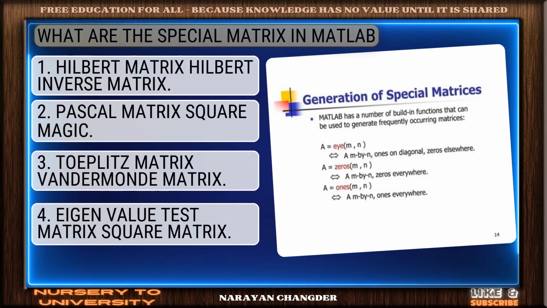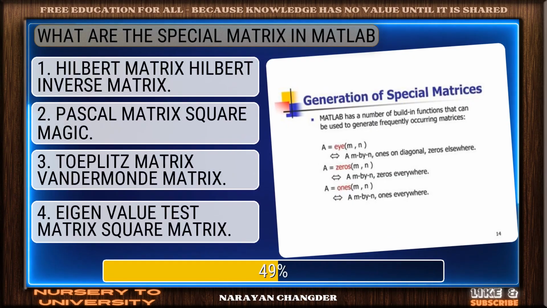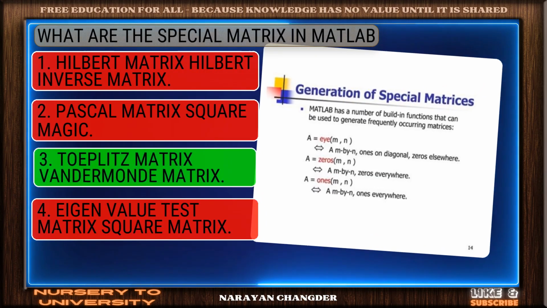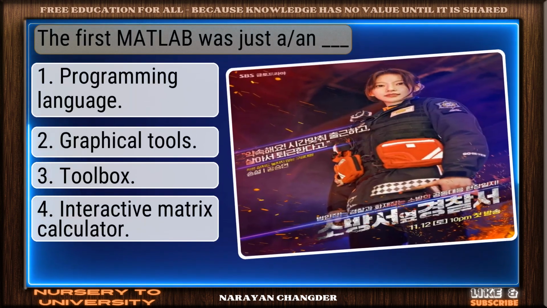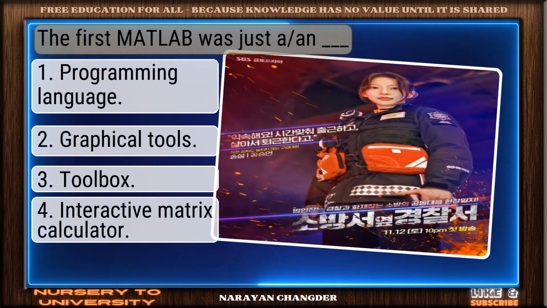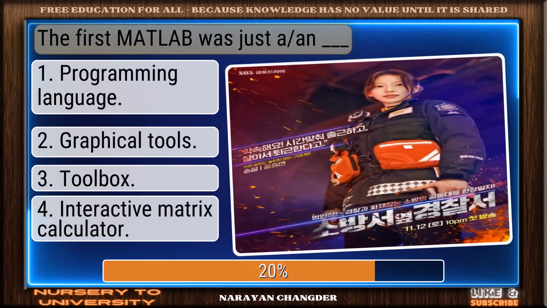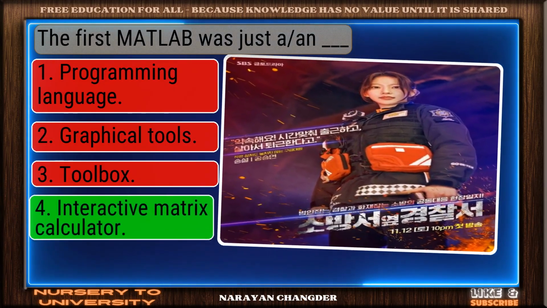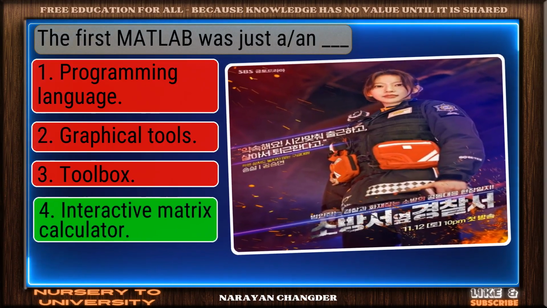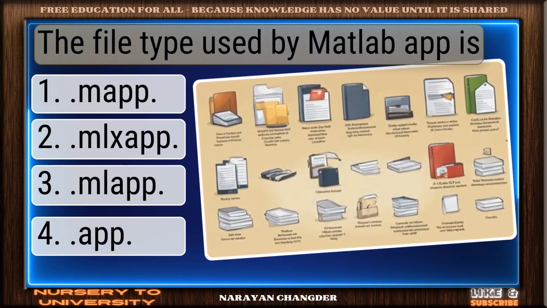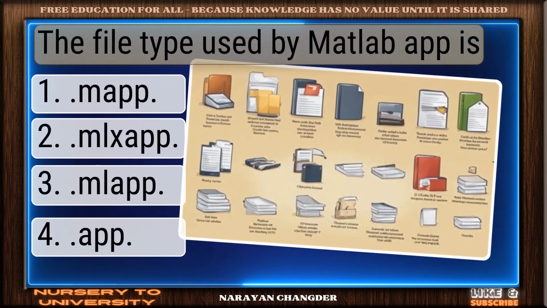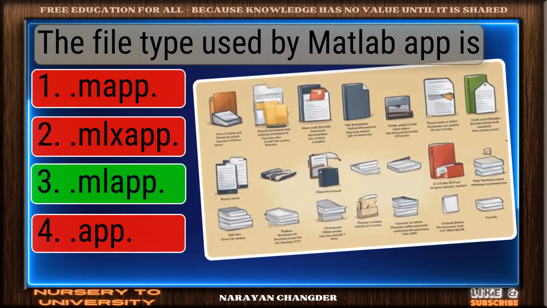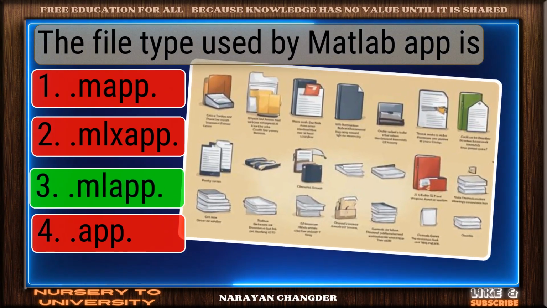Question number 58. What are the special matrices in Matlab? You chose Toeplitz matrix, Vandermonde matrix, and it is correct. Question number 59. The first Matlab was just of and dash. Solid response. Interactive matrix calculator is a valid choice. Question number 60. The file type used by Matlab app is? Perfect. MLAPP is the correct choice.